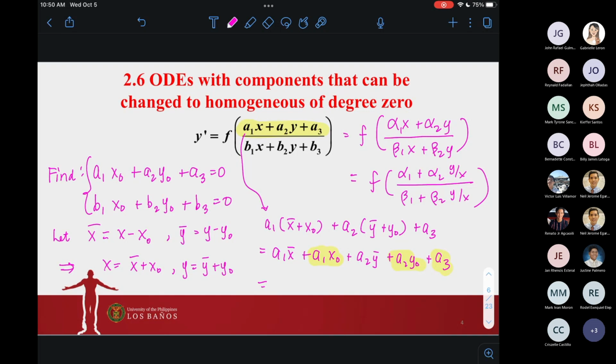Saan equal yung mga naka-highlight? Yes, Dino is right. Equal siya kay 0, kasi yun nga yung requirement ko kay x sub 0 at saka kay y sub 0. Right? So this trinomial should be equal to 0. So itong tatlong terms na yan altogether will be equal to 0.